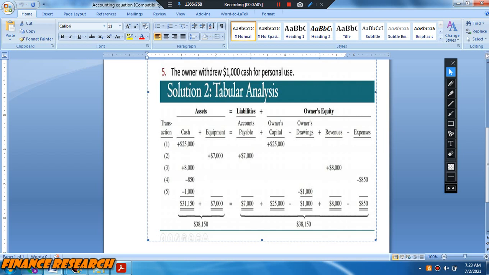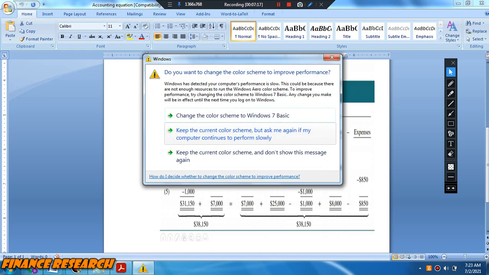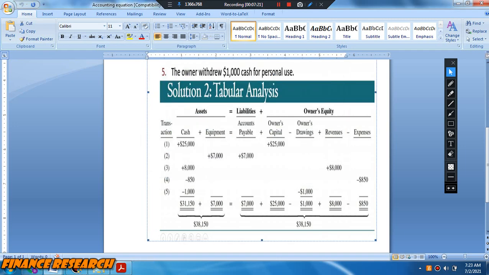So the first transaction was that $25,000 he has brought in the business. Okay, so the cash will increase. And on the right side, definitely your owner's capital will also increase. So 25,000 here, 25,000 here. Your first transaction is now complete.